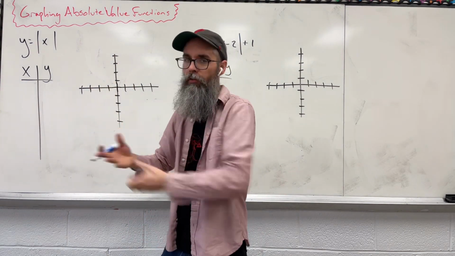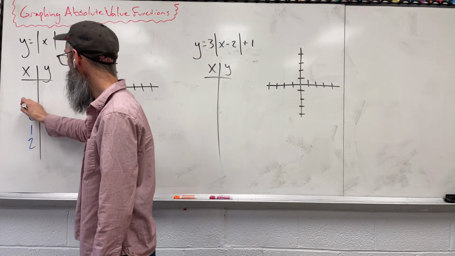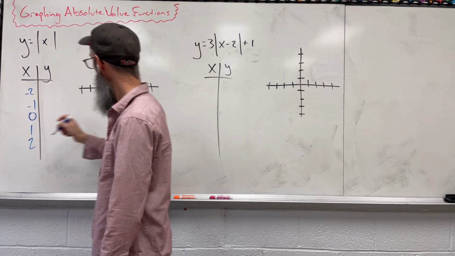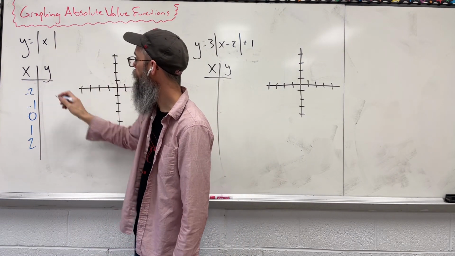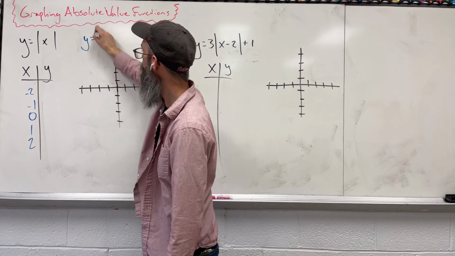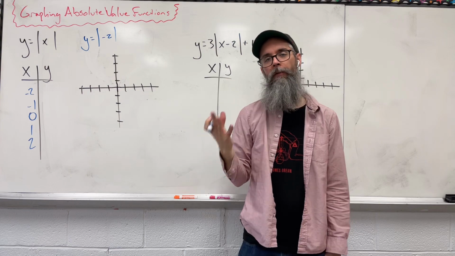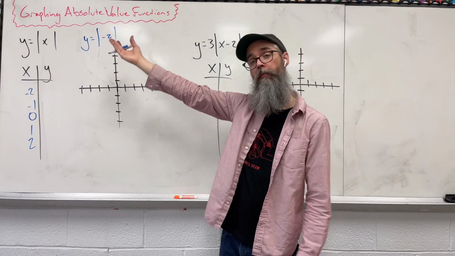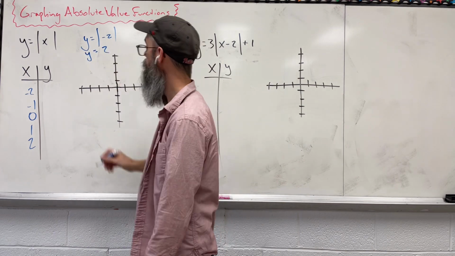Well, table of values, plug numbers in. What numbers do I want to plug in? I just want to plug in small numbers close to the center here. And let's see where this goes. Put a -2 in there. We're going to say y equals absolute value of -2. When you take the absolute value, it's how far away from 0 are you? How far away from 0 is that one number, -2? It's a distance of 2.